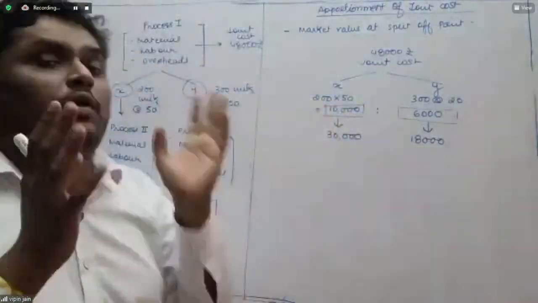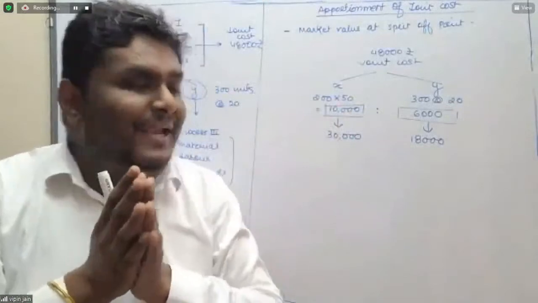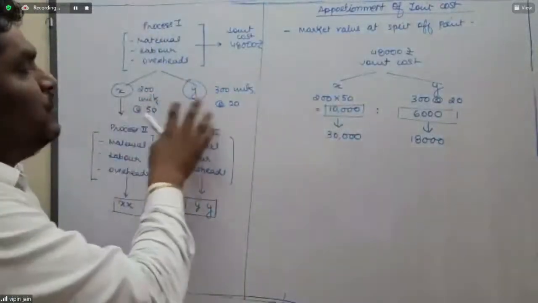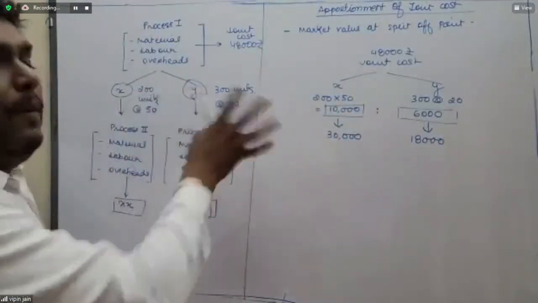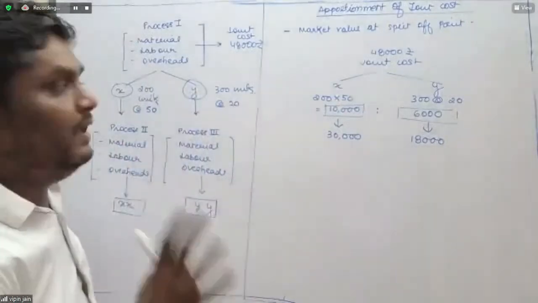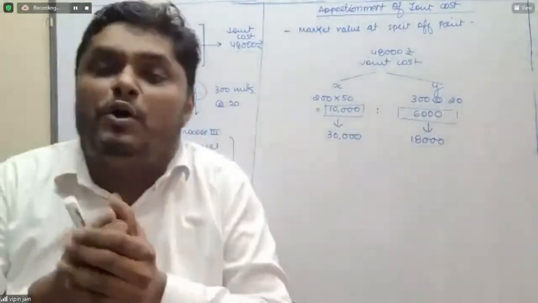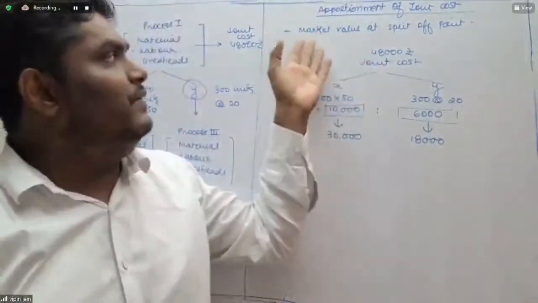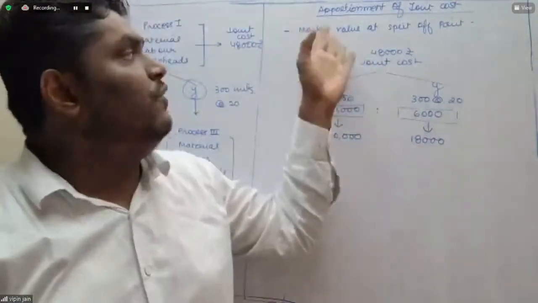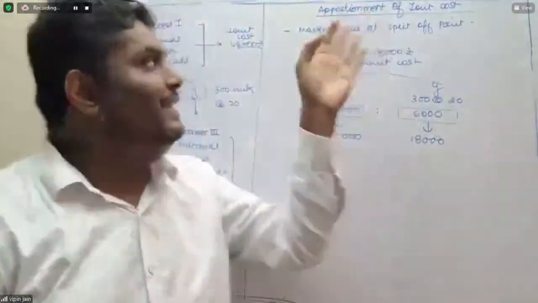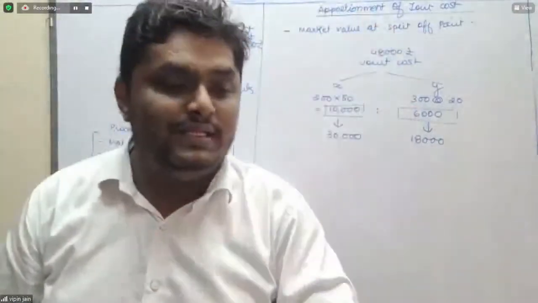Now the question is how to apportion the joint cost. I repeat again, guys, neither have we sold X and Y, nor has our competitor. Now the question is how to apportion the joint cost. In this method, we were apportioning the joint cost in the ratio of market value.